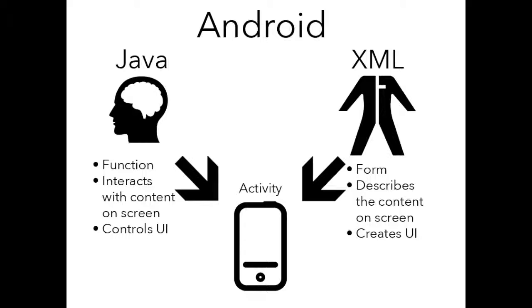The XML describes how we want the user interface to look for each activity. We can place buttons and text, change the background color, and position each element within the screen of our activity to precisely where we want it.